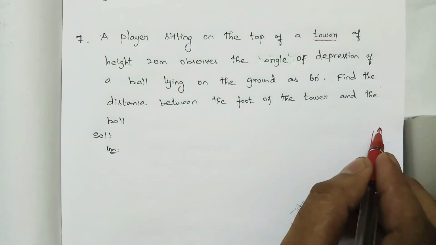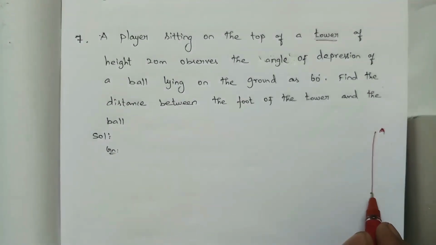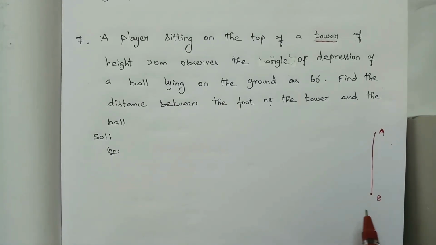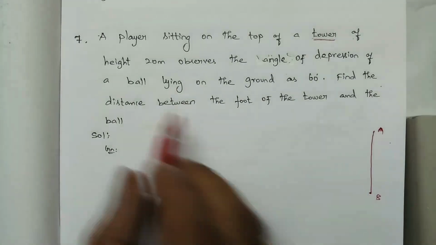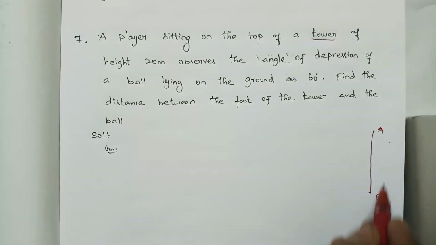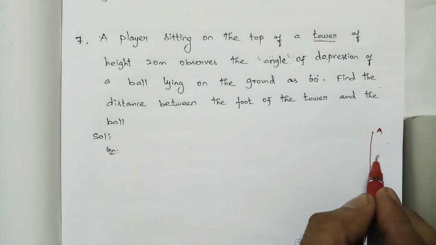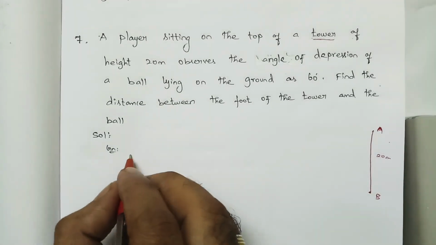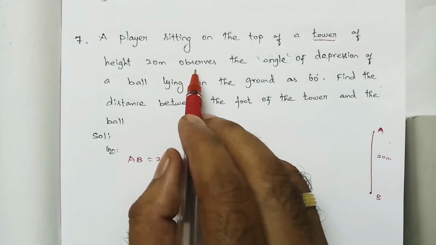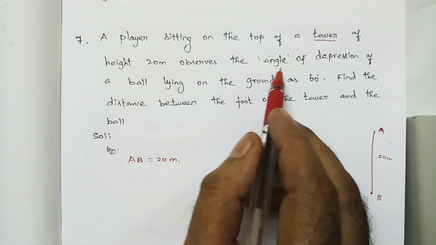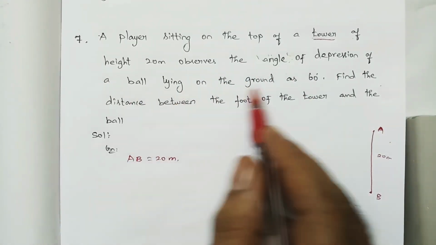The point A is nothing but the top of the tower and point B is nothing but the foot of the tower, right? Height 20 meter. So AB, the height of the tower, is nothing but 20 meter. So AB is equal to 20 meter, given. Observes the angle of depression of a ball lying on the ground.